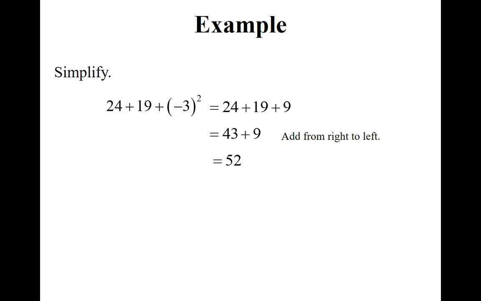If we were adding a column of numbers, we would work from right to left using place values. But when we're doing order of operations, we add the values themselves from left to right.